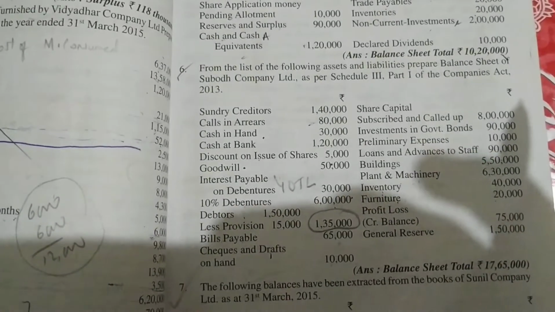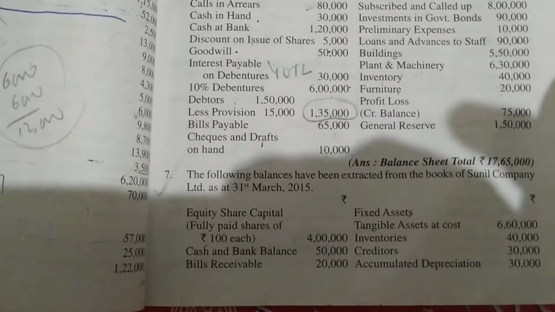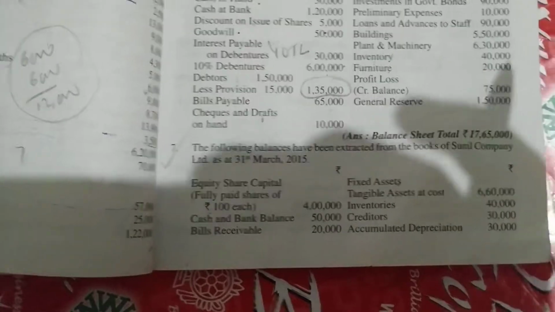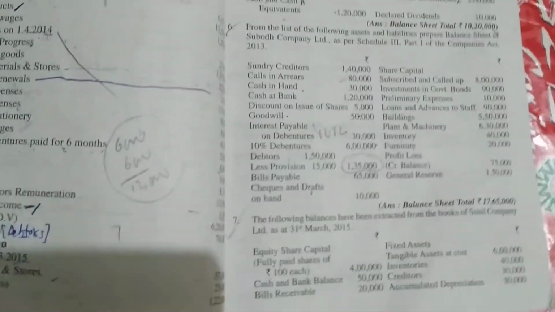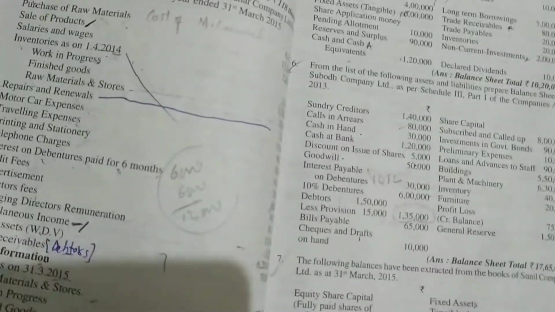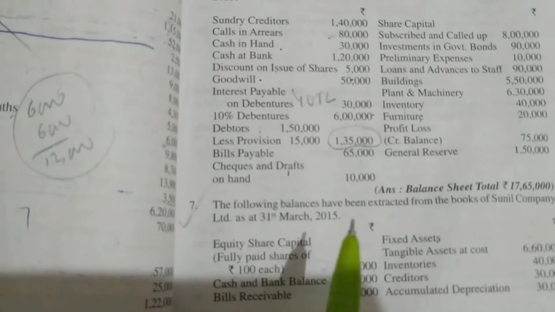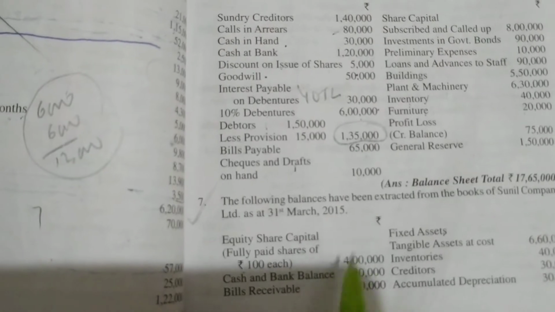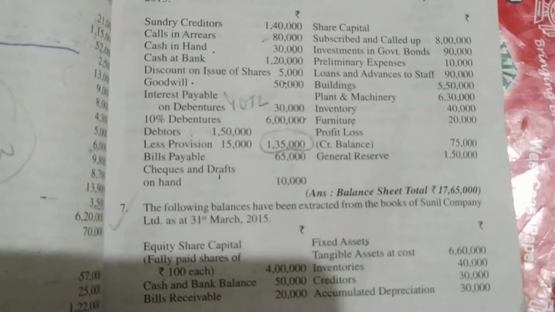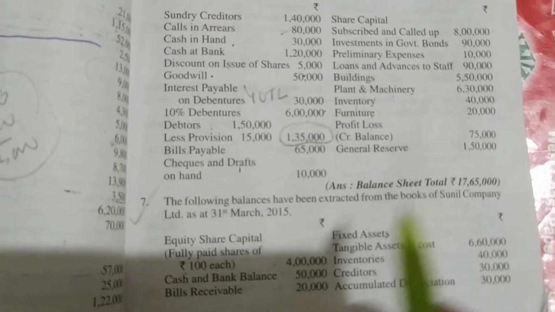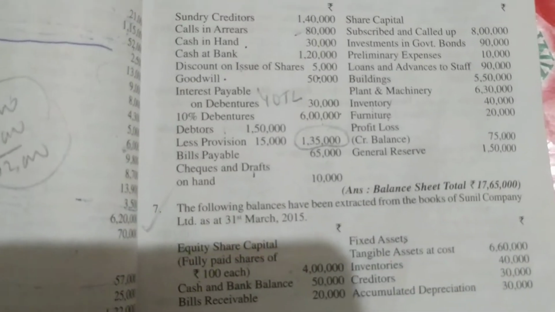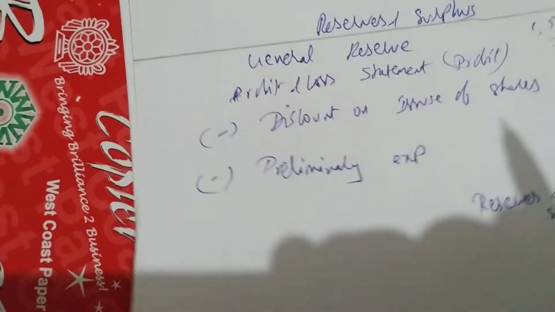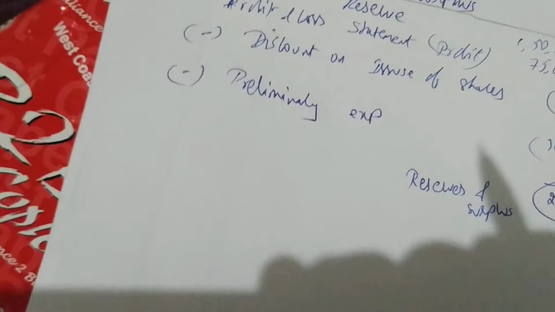After this we'll go for the 7th problem. The 7th is very easy. I'll explain the 7th problem also. See, in the 7th problem what he is saying: the following balances have been extracted from the books of Sunil Company Limited as at 31st March 2015. So here he has given the balance sheet of a company. The name of the company is Sunil Company Limited, and the date is 31st March 2015. We know what to do with the heading. First you'll write Sunil Company Limited, then you'll write balance sheet as on 31st March 2015.